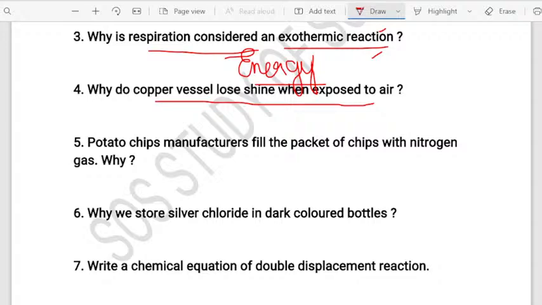So Pranam is answering. Okay. Followed by, yeah, Tulsi is also answering. Yes. Very good. Okay. So most of you are answering. See, my question is, why do copper vessels lose shine when exposed to air? It is because you know that copper will show the reaction. Correct? Copper, when it is exposed to air, what happened? It loses the shine due to the corrosion.